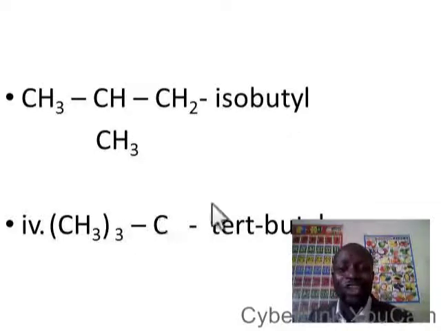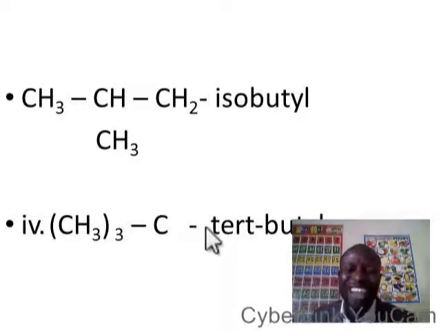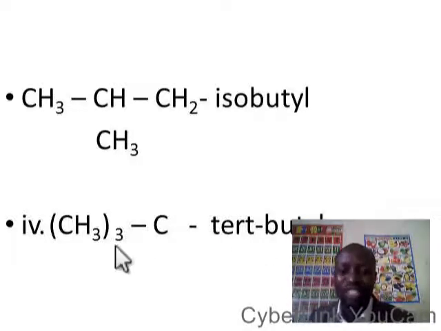Now the next or the fourth one is tertbutyl. Tertbutyl. Now this one has 1 methyl at the top, 1 methyl by this side, 1 methyl down, and this carbon atom that has 3 methyl already is the one that will have the other attachment. That is tertbutyl. Please take note of this and put them down in your work.